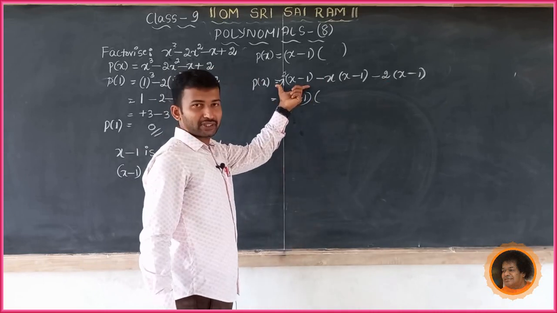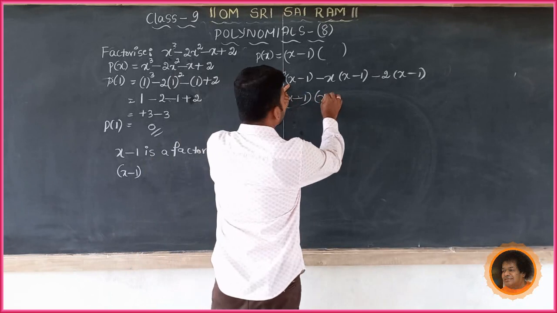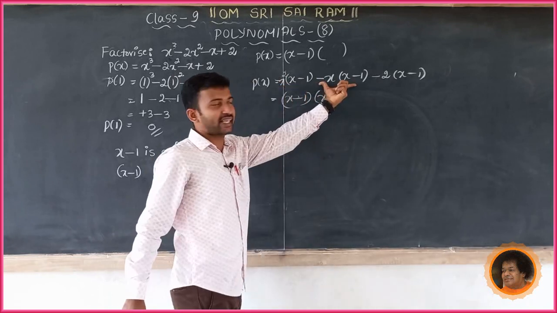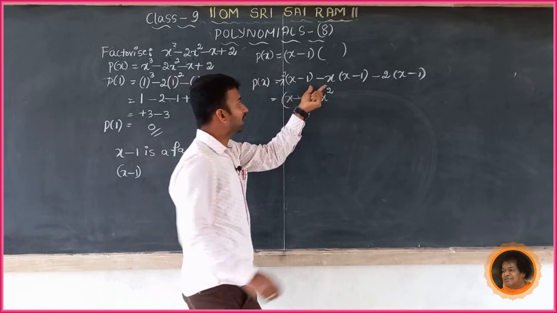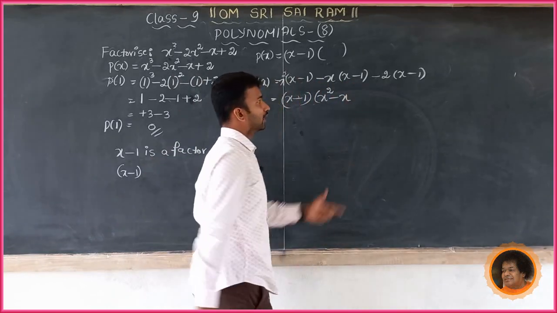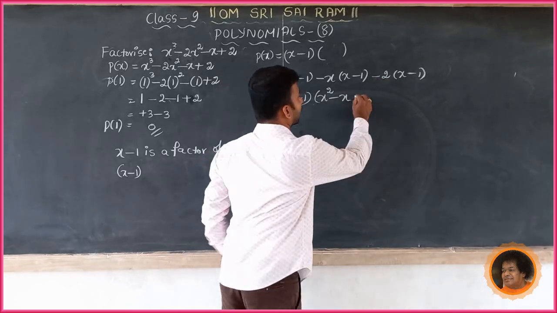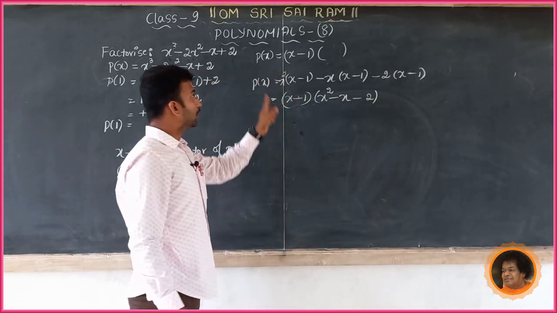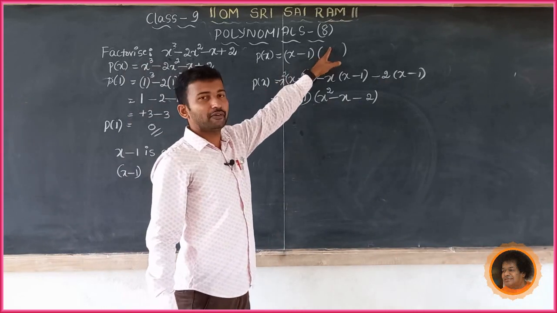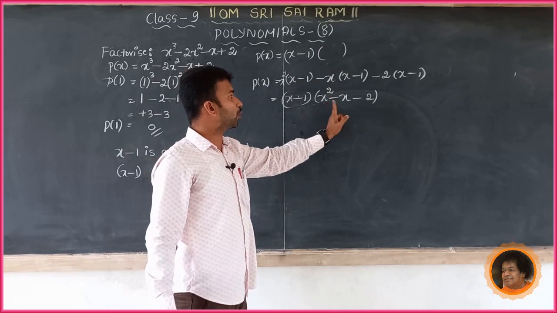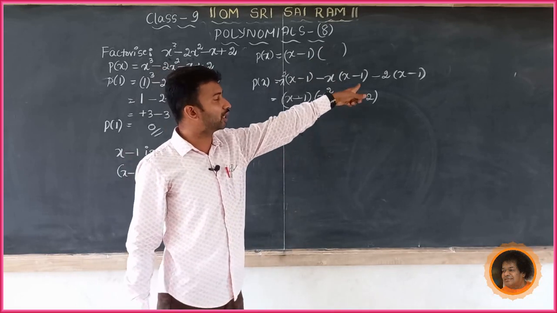In this first term, x minus 1 is common. So, what remains? x square. What about the second set? Yes, x minus 1 is common. So, remain minus x only. In this last, x minus 1 is common. So, minus 2 remains. So, we can write P of x in this form also. So, the unknown factor we got is x square minus x minus 2. x square minus x minus 2 is a quadratic polynomial.